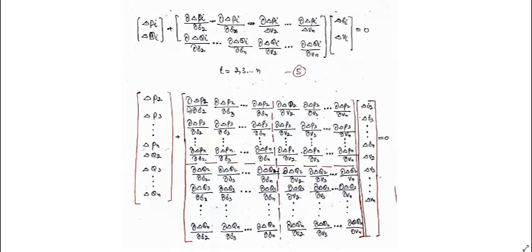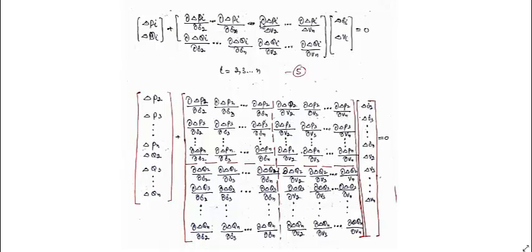It will be equal to ∂ΔP2/∂δ2, ∂ΔP2/∂δ3, and so on up to ∂ΔP2/∂δn. I am expanding this for different values of i. Then ∂ΔP2/∂V2, ∂ΔP2/∂V3, up to ∂ΔP2/∂Vn.